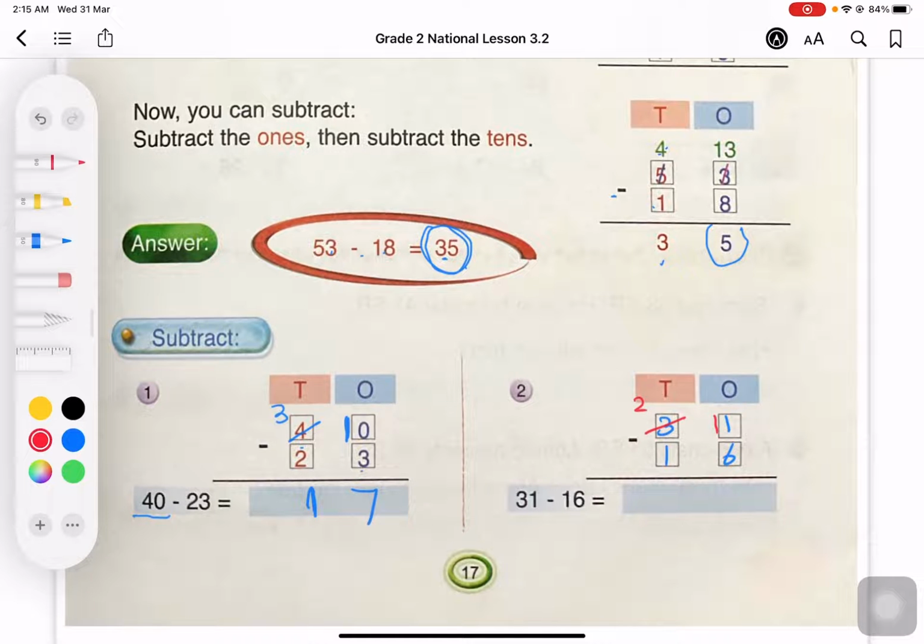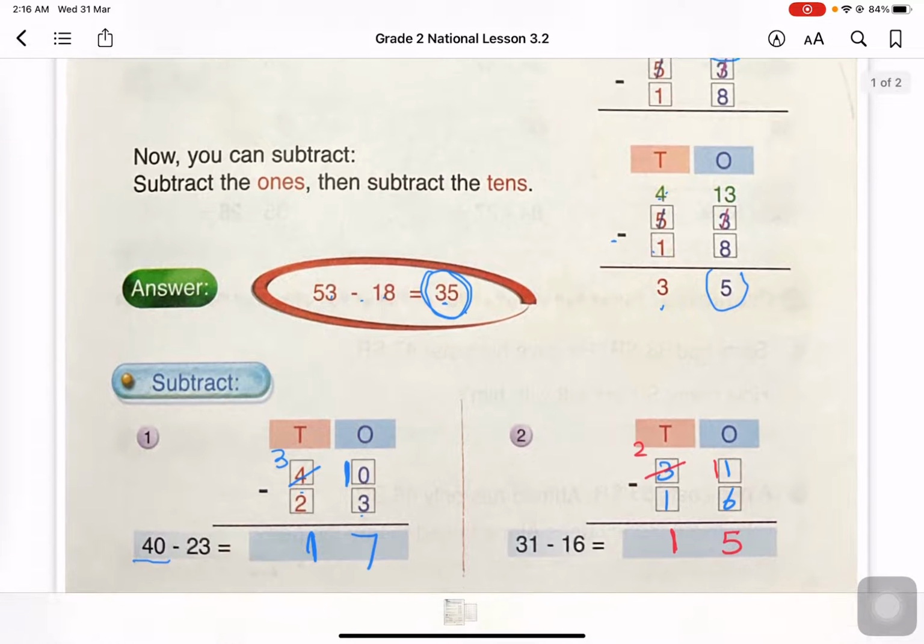Put 6 in your mind, count on. How much do you have left? If you take 6 from the 11, you will have 5 left. Now, 3 minus 1, how much? 1. So the difference between 31 and 16 is 15. We finish page 17. Now let's go to the second page, 18.